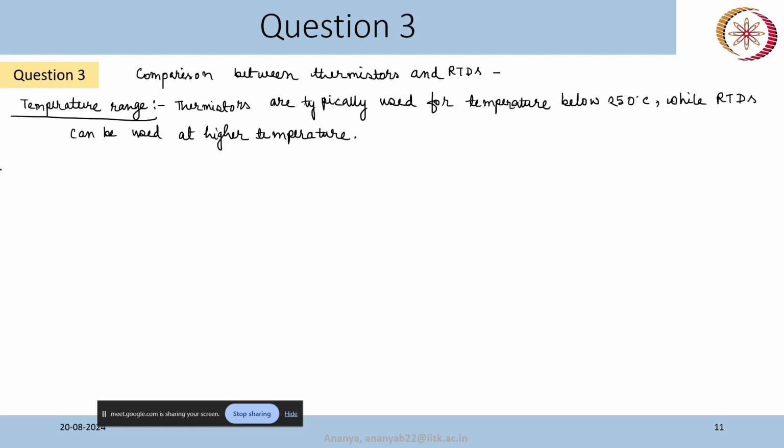Next comparison is in terms of accuracy. Thermistors are generally more accurate compared to RTDs. The sensing element, or the composition of the sensing element, is made in such a way that it is more accurate and gives better results compared to RTDs, mainly at low temperature. At high temperature, anyway we cannot use thermistors. Okay.